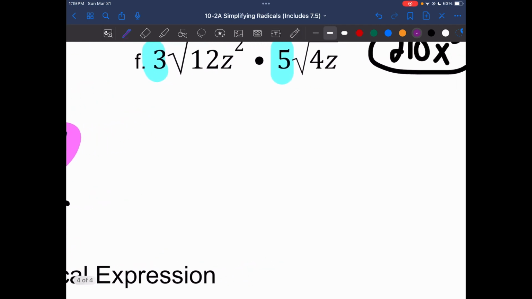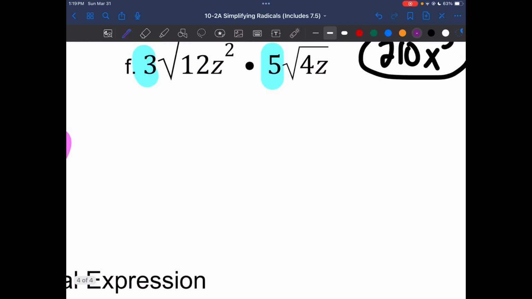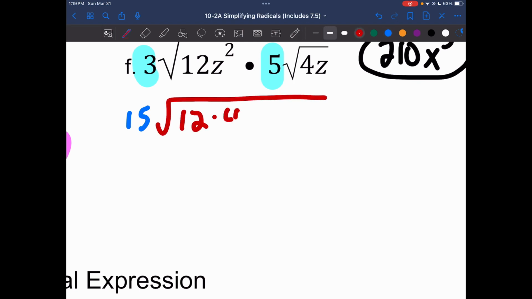Now, letter F. First off, we're going to combine the 3 and the 5 that we highlighted right at the beginning. 3 times 5 is 15. And we're multiplying by the square root of, we've got a 12 and a 4, a z squared, and a z. So 12 and 4, we've got a 3 times 4. And I'm going to just stop right there because I already know my pairs. And z squared is z and z.